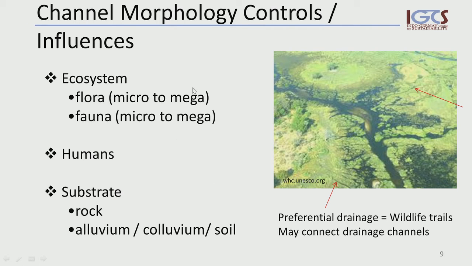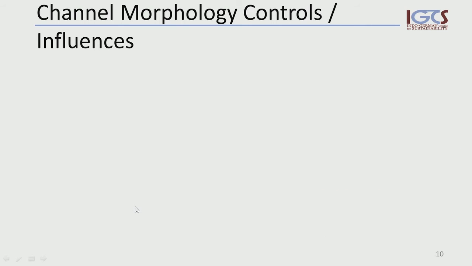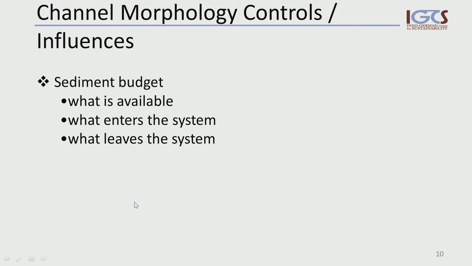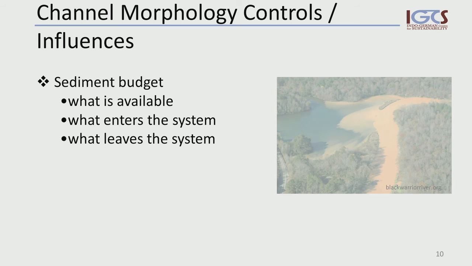And then, of course, humans, we shape the morphology and have influence on our river systems. The substrate, the rock, or the alluvium or colluvium, the soil that occurs at the bottom of our streams, is quite important. And lastly, the sediment budget, what is available, what enters the system, what leaves the system.